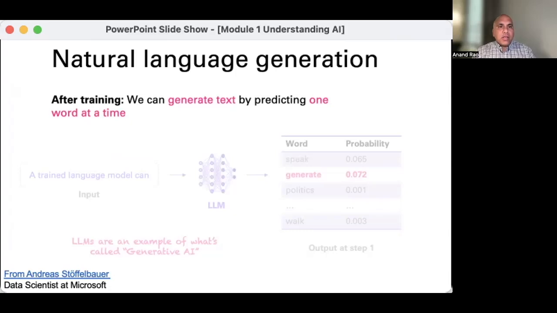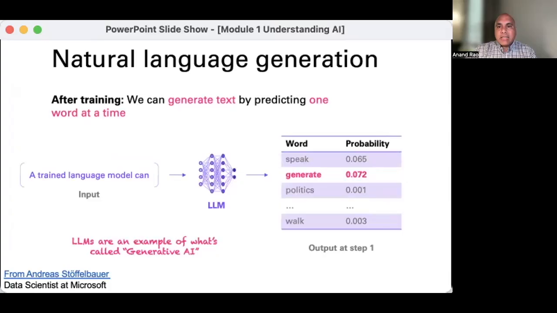So after training, we can generate text by predicting one word at a time, as we were talking about. And this shows the magic happening behind all of that. If you give the AI some input, let's say you ask it to write about a specific topic, that input goes into the neural network, which we represent here as this interconnected web that is the large language model. Think of each connection as representing relationships the AI has learned between different concepts, words, and ideas. Then the AI calculates probabilities for thousands of possible different words. In this example, it might determine that generate has a 0.072 probability, while the next best word, speak, has 0.065 and politics has 0.001.